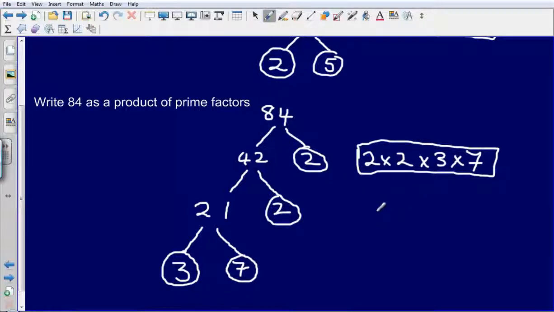There is another way that we could write this. We could also tidy this up a little bit by saying that 2 times 2 is the same as 2 squared, times 3 and times 7. And that's about it.